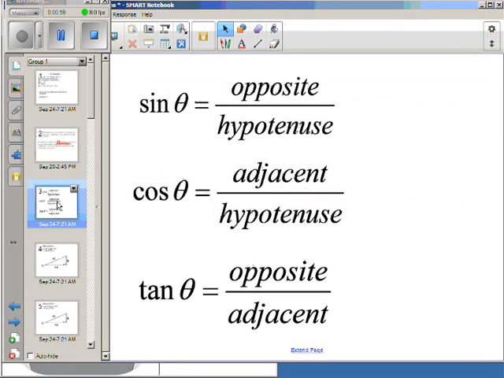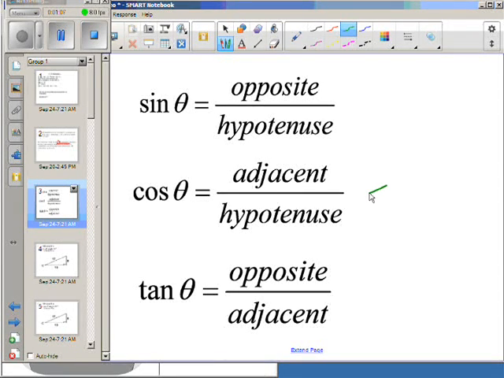We know sine of theta is the opposite over the hypotenuse. So the sine of a given angle is the ratio of the opposite side to the hypotenuse. The cosine of a given angle is the ratio of the adjacent to the hypotenuse. And the tangent of an angle is the ratio of the opposite to the adjacent.